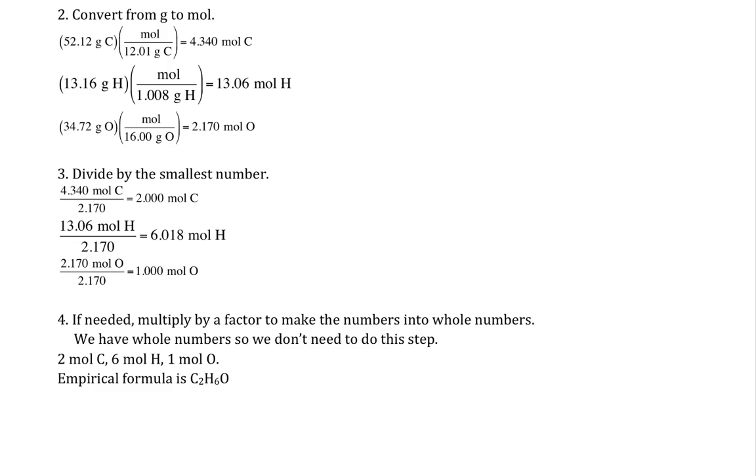We would write the empirical formula as C2H6O. And what that's telling us is the ratio of C to H to O. It is not telling us that that compound is only that big. It might be that big. It might be twice that big.